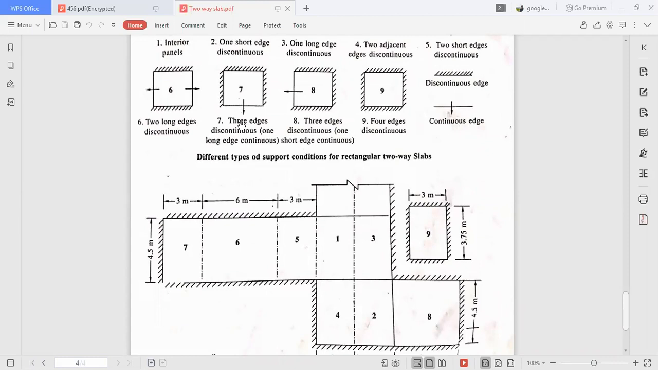And seventh one, 3 edges discontinuous. Eighth also the same, 3 edges discontinuous. 3 edges discontinuous, only one is continuous.